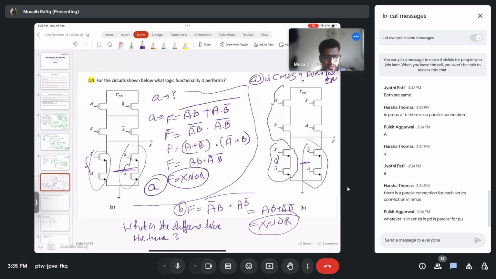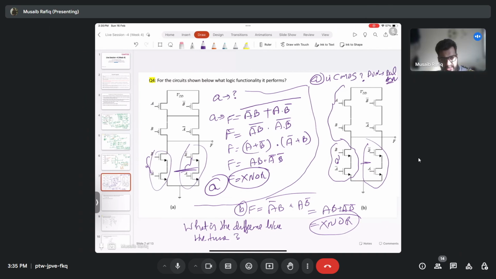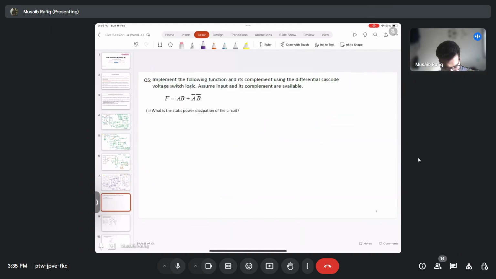Next week I have a problem in mind where I'll show a circuit whose pull-up network and pull-down network are somewhat similar, and the functionality is being performed as if it is a static CMOS logic. Maybe I have kept that problem for next week. So you guys just answered it rightly. Basically, pull-up network is not the dual of pull-down network, and both of them perform the same functionality, that is the XNOR functionality.